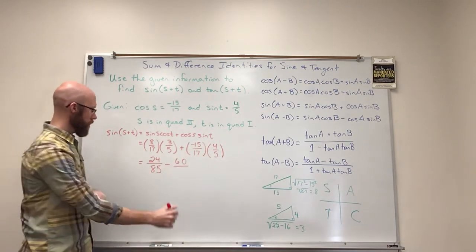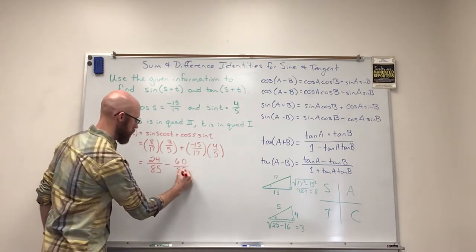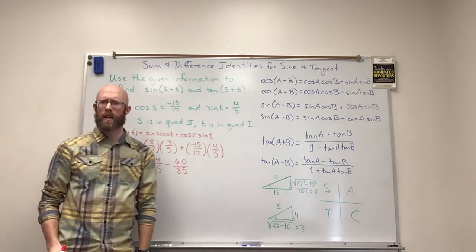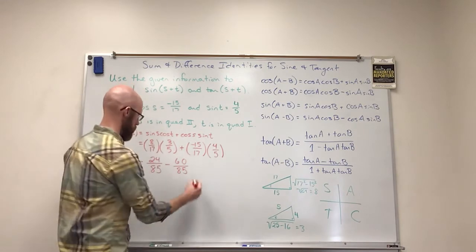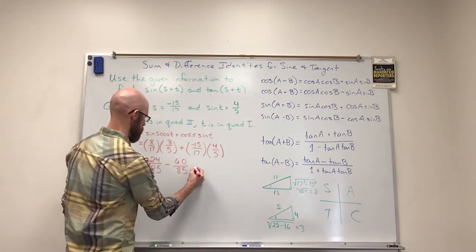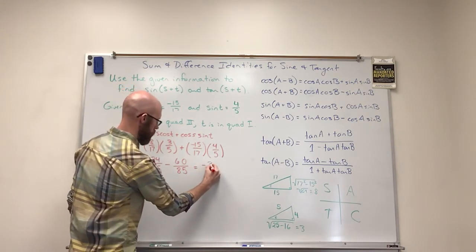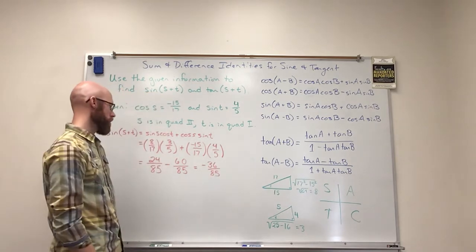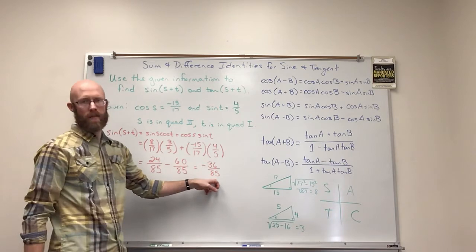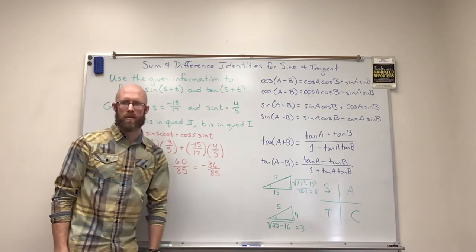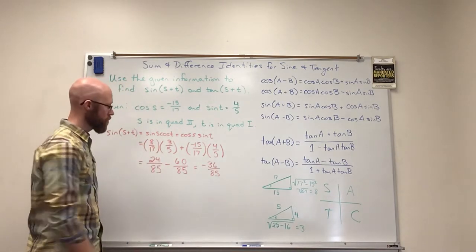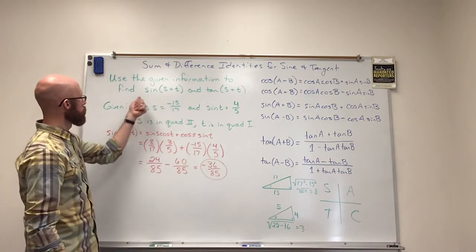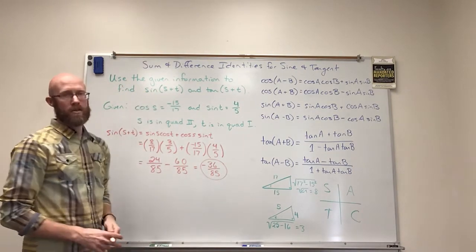17 times 5 again is 85. And then I do the subtraction. 24 minus 60 is negative 36. Is that right? Yeah. Negative 36 over 85. Does that reduce? 85 is 5 times 17. Neither of those are factors of 36, so no, it doesn't reduce. Negative 36 over 85 is equal to the sine of s plus t.